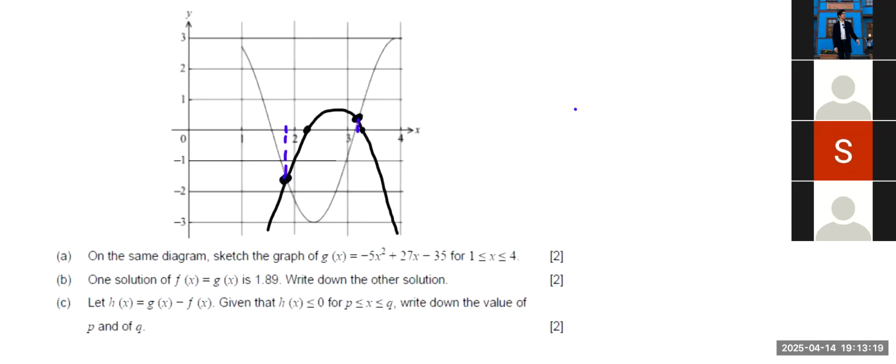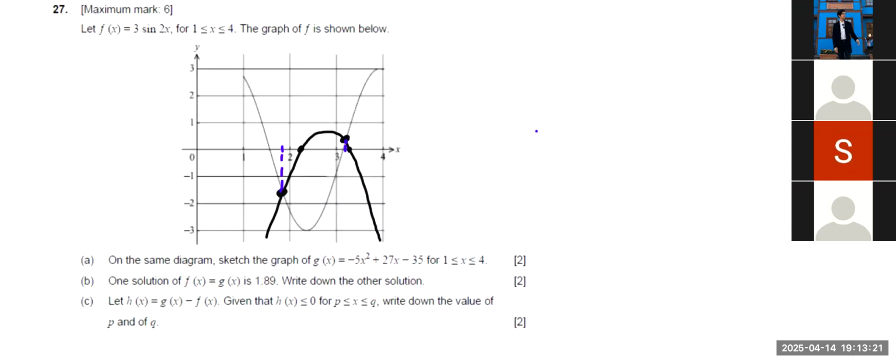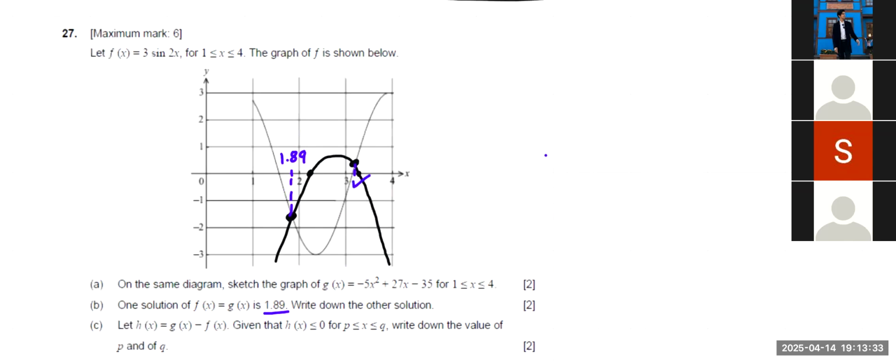They've already told you one of those, 1.89, which is clearly this one. You see, it even looks like 1.89, right? But what's this one? That's the question, basically. How do we find it? Calculator. I mean, just plug in 3 sine.